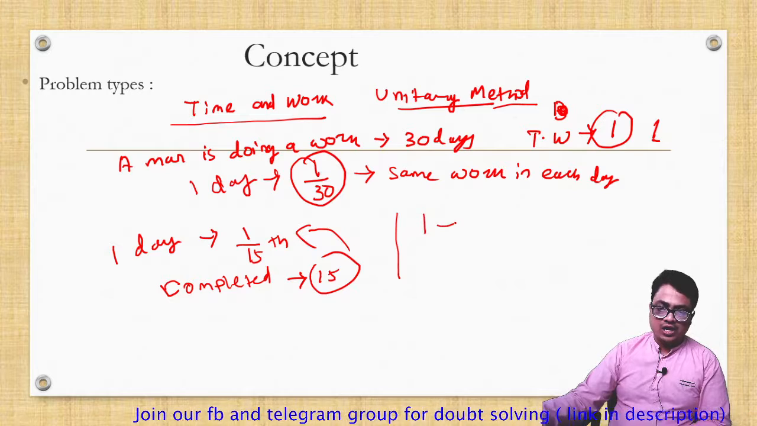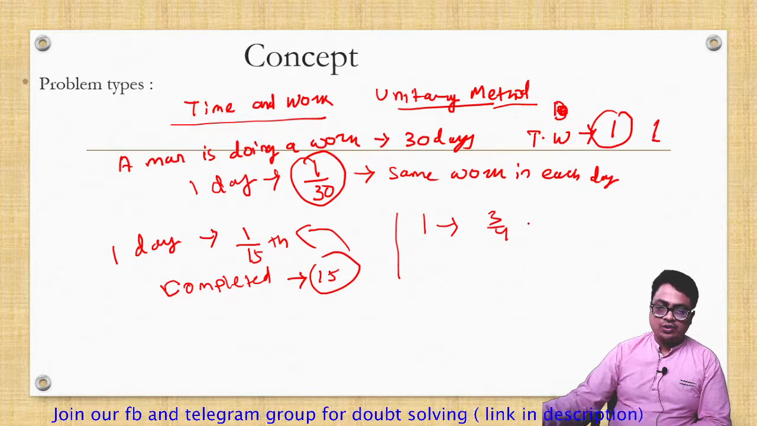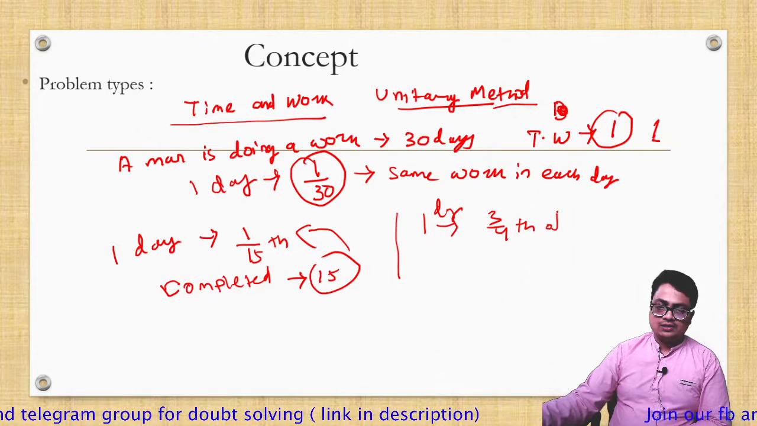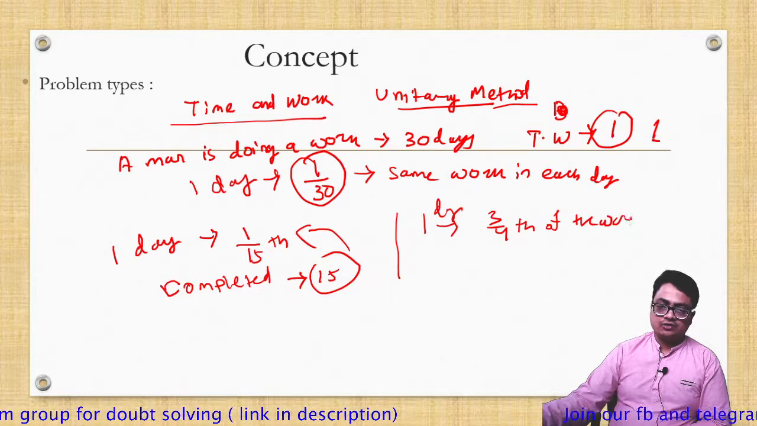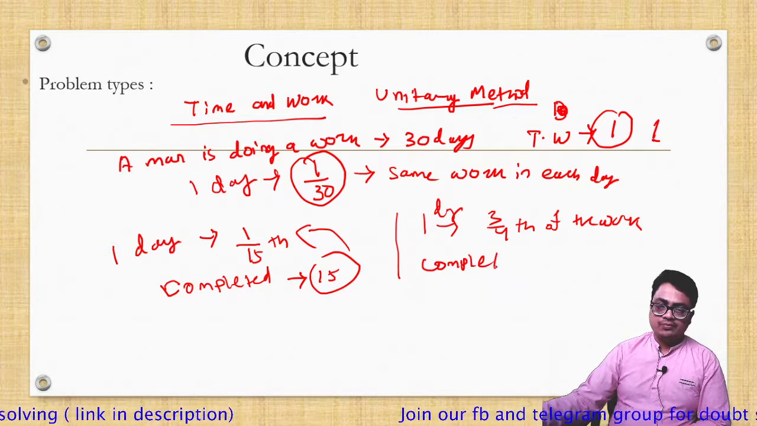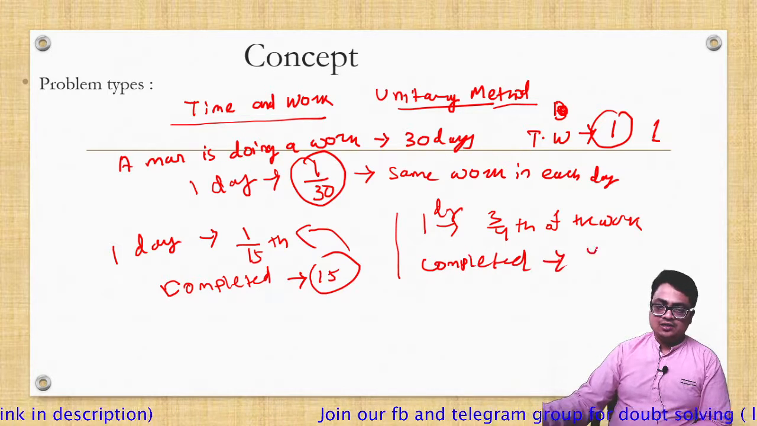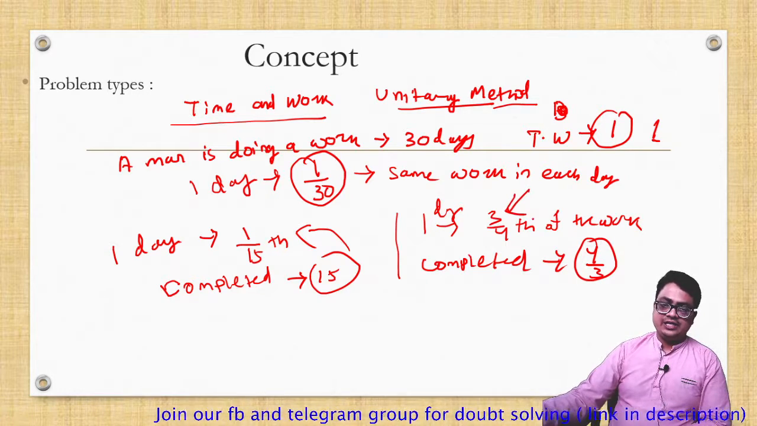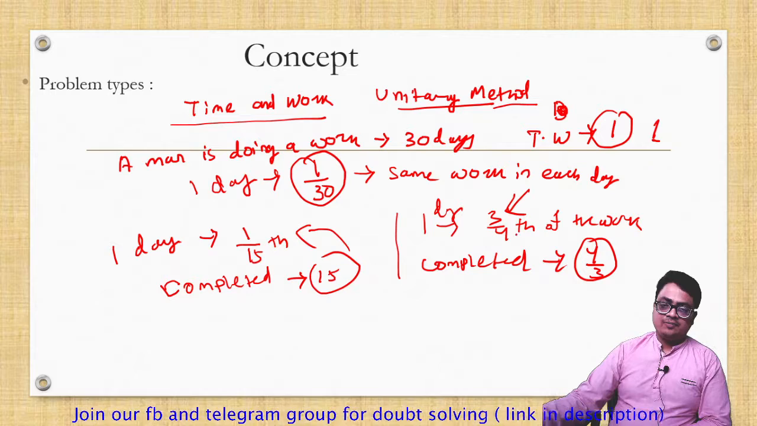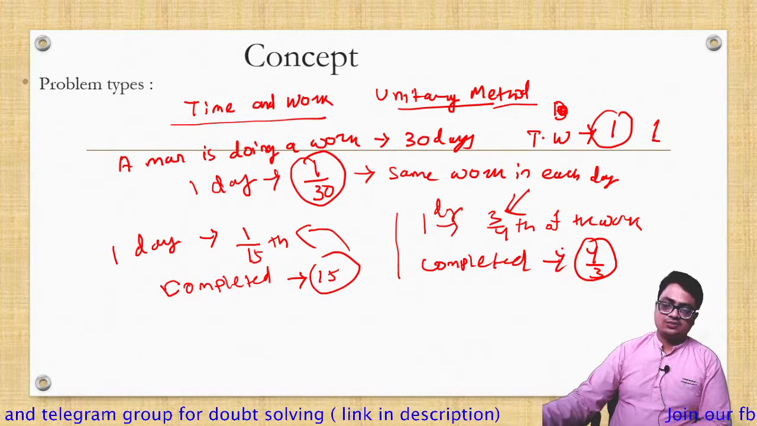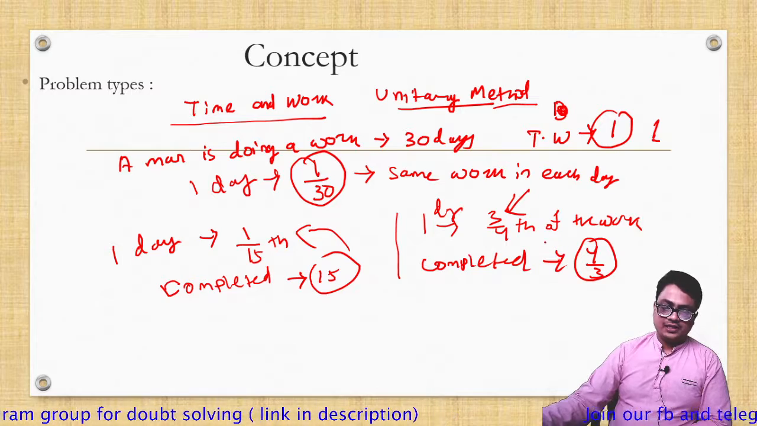Let us say in 1 day 3/4 of the work is done. Then the work will be completed in 4 by 3 days. You just need to take the part of the work that is done and take the reciprocal of that. So let us move ahead.